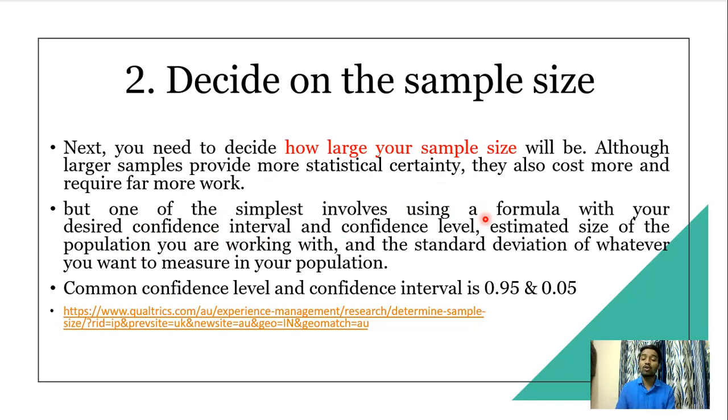Based on that, you are going to choose the estimated sample size when you are working with the confidence interval or confidence level, using the standard deviation. You'll come to know what sample size you have to choose. The common confidence level and interval are 0.95 and 0.05. So 0.95 is the confidence level and 0.05 is the interval level. I'll be taking you to a practical session now on how to choose the sample size of the population.